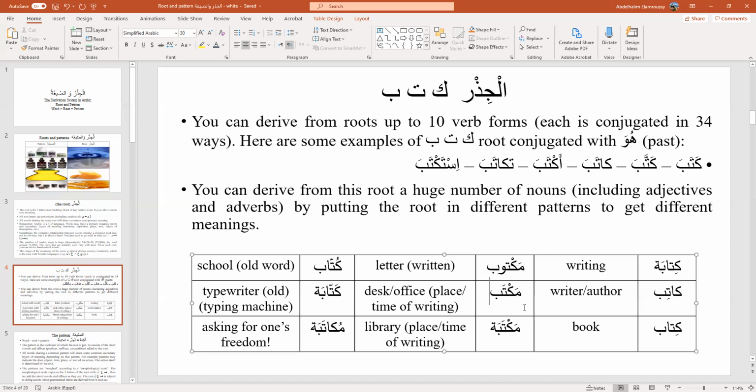Kutab is the old Arabic word for school. Kattaba, again an old Arabic word, was indicating a typewriter or typing machine. Mukataba, here's an interesting one. It means asking for one's freedom. Again, this may seem weird, and how does that relate to the root?